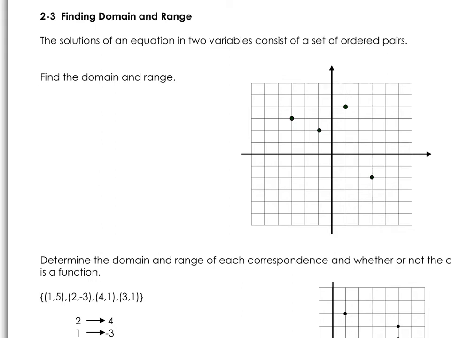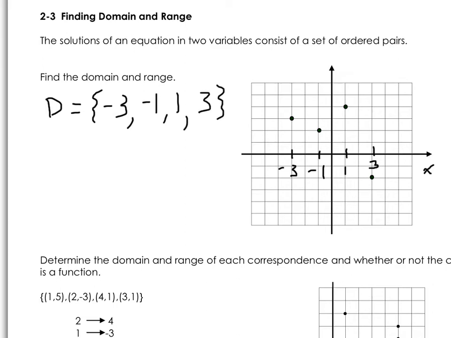Section 2.3, Finding Domain and Range. The solutions of an equation in two variables consist of a set of ordered pairs. So we're asked to find the domain and range on this particular graph, and the horizontal axis is x. For the first point on the far left, x is -3. For the next one, x is -1. X is 1 here, and x is 3 there. So we can say that the domain is the set of discrete values -3, -1, 1, and 3.